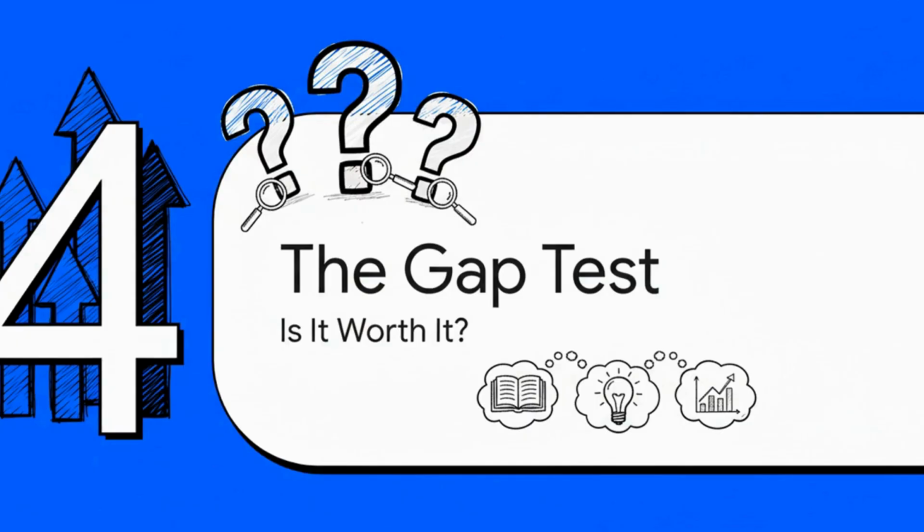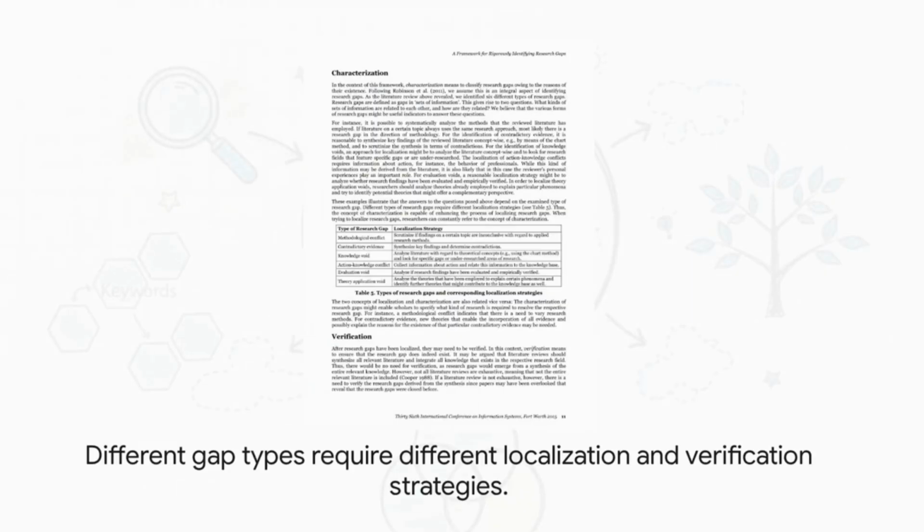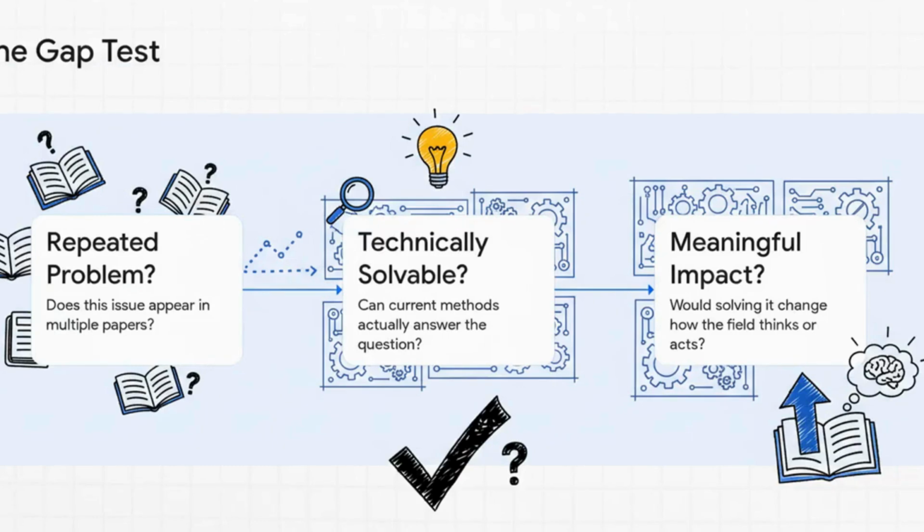Well, let's use a super simple but really powerful tool I call the 3-question gap test. And listen, this isn't just some random checklist I made up. It's actually grounded in formal academic frameworks, like the one you see here. These frameworks show how different kinds of gaps, like contradictions or methodological issues, require different strategies to solve them. It's a systematic approach.